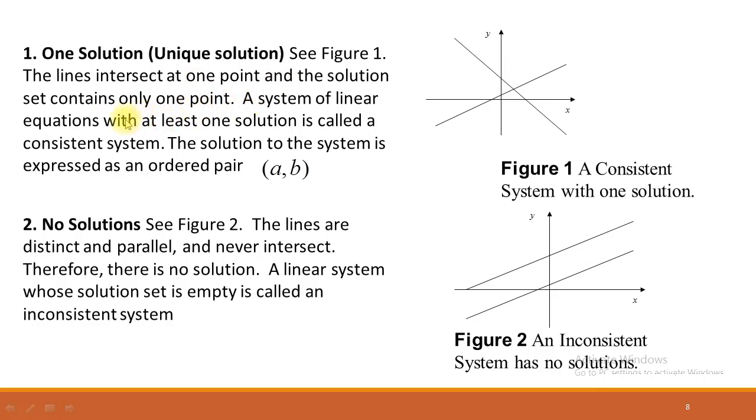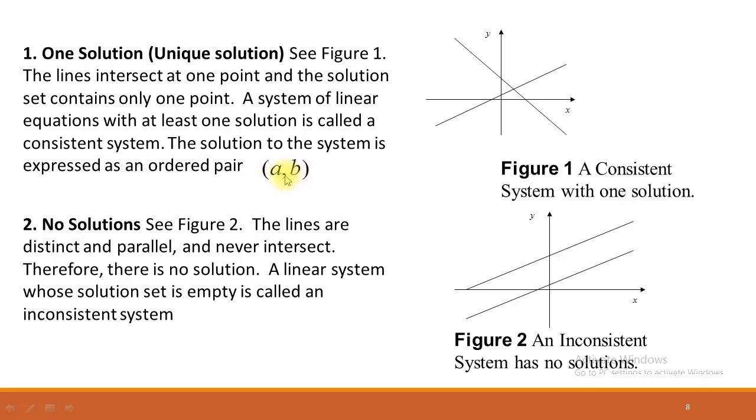A system of linear equations with at least one solution is called a consistent system. The solution to the system is expressed as an ordered pair, for example (a, b). This is the value of the first variable x, and this is the value of the second variable y in the equation.